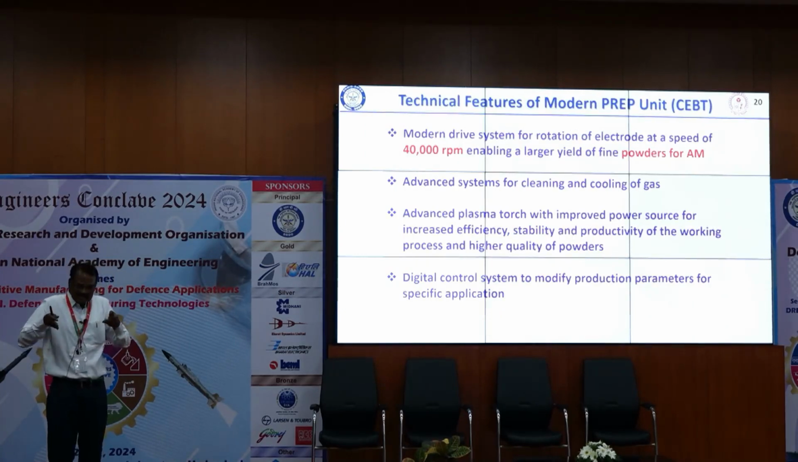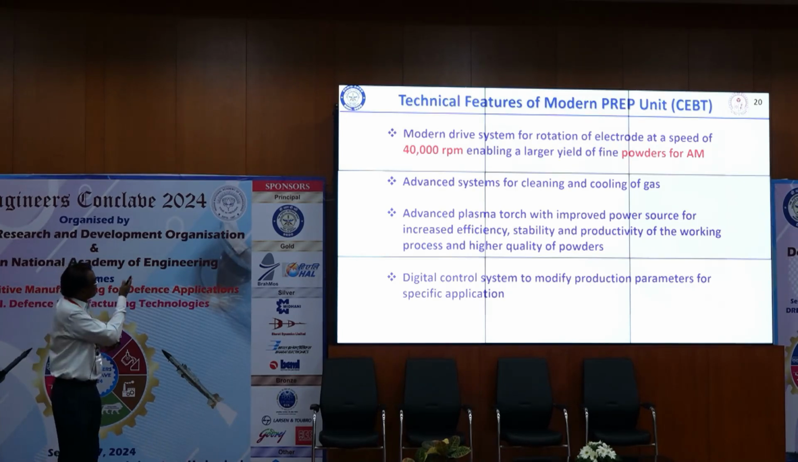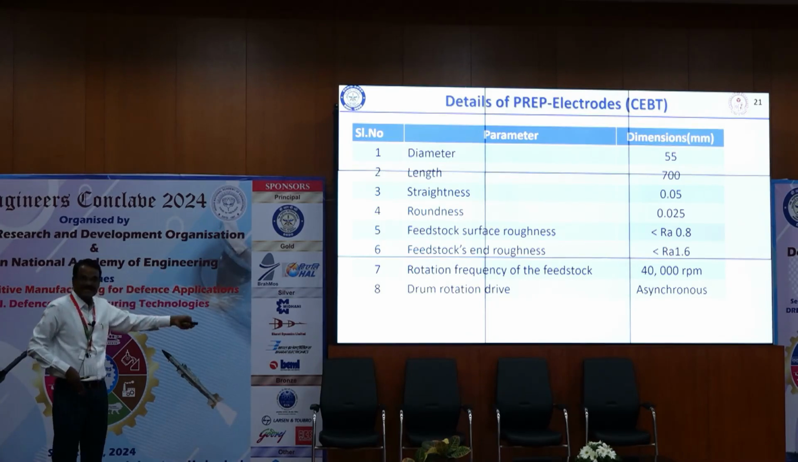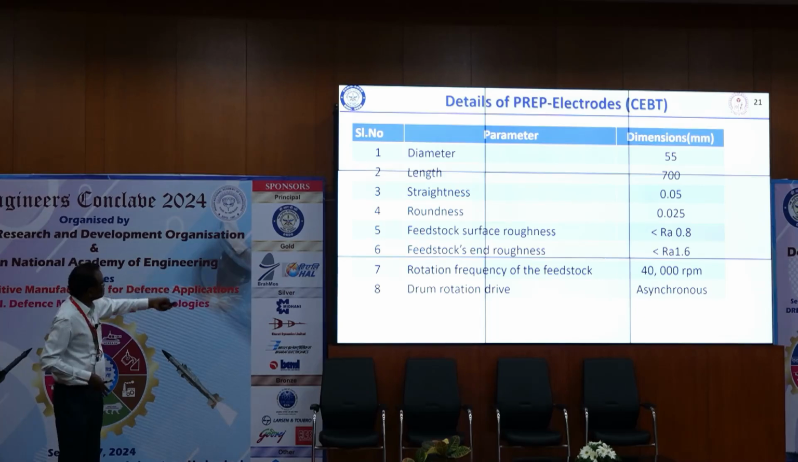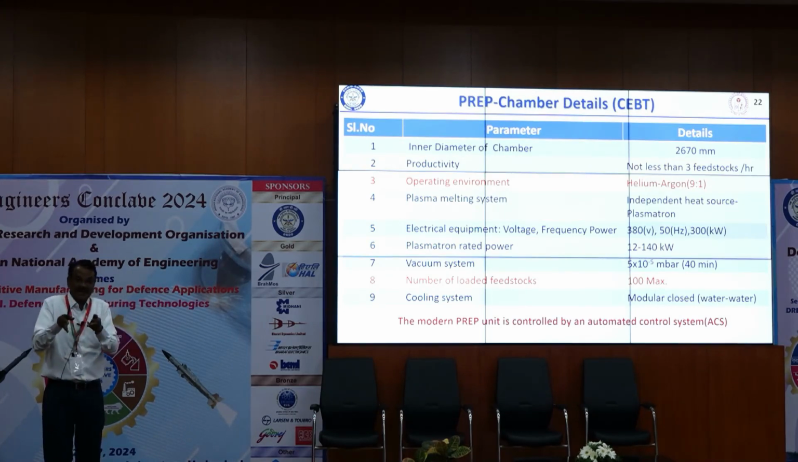Then as on date, advancements have come and requirements have come as far as the additive manufacturing method. Worldwide, people are manufacturing powder with speeds up to 40,000 RPM for AM purposes. And the electrode, I was telling, the details are not disclosed, but we can gather from literature. So these are the electrode straightness and all that, and the operating environment, productivity, and feed. At a time, 100 electrodes can be loaded.